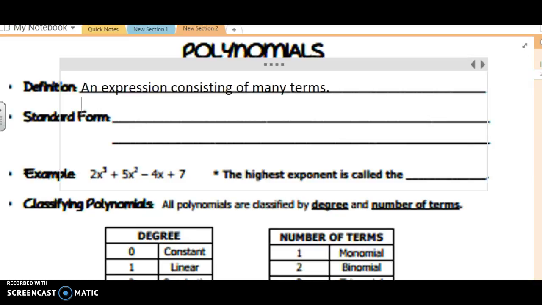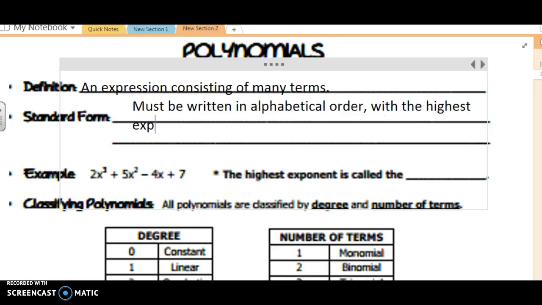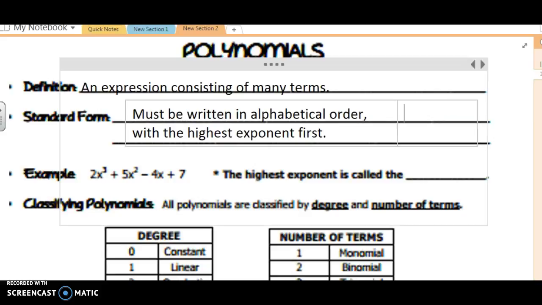A polynomial is simply an expression consisting of many terms. How would we classify a polynomial in standard form? Well, a polynomial in standard form must be written in alphabetical order with the highest exponent first.